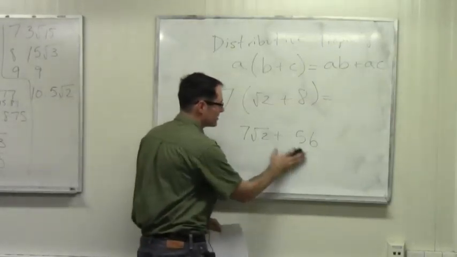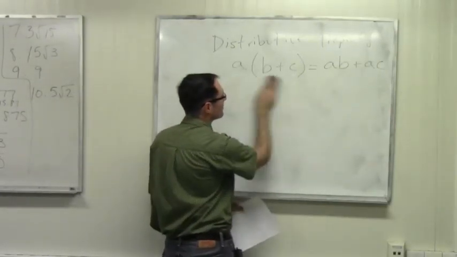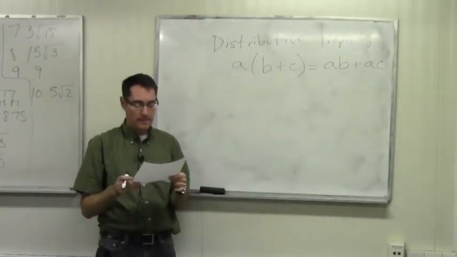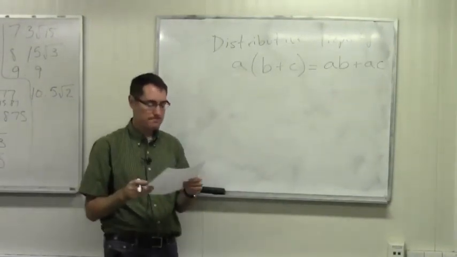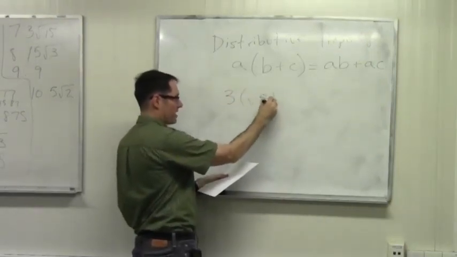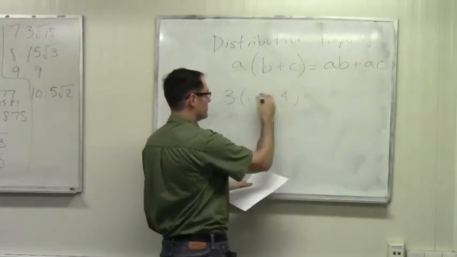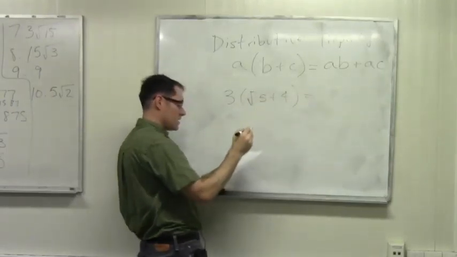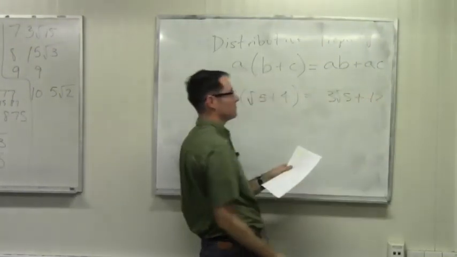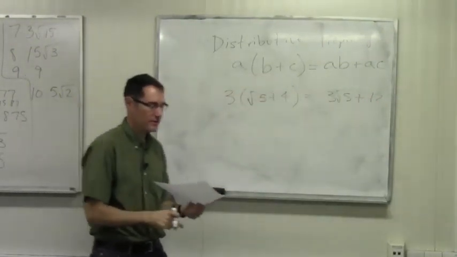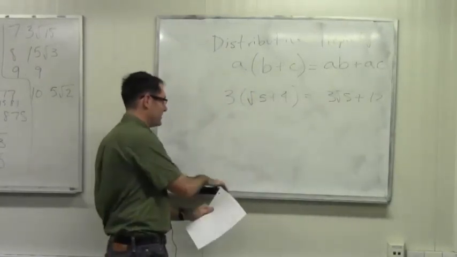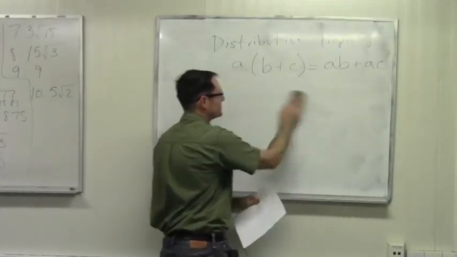Okay, let's try some other examples here. Let's see. How about this? You tell me what property it is. 3 times the square root of 5 plus 4 equals, oh, I think my pen's running out, equals 3 times the square root of 5 plus 12. That was silly of me to start with that one. It's the same. Why did I do that? All right.